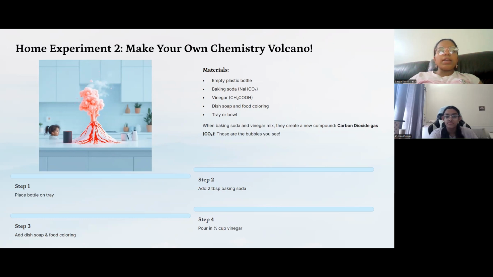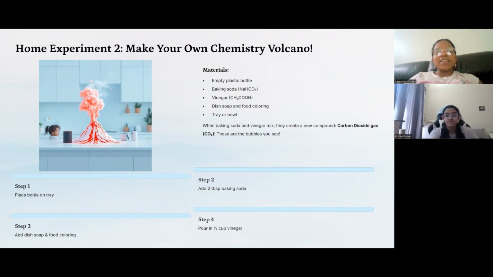So step one is place your bottle on a tray. Step two, add 2 tablespoons of baking soda. Step three, add dish soap and food coloring. And step four, pour in half a cup of vinegar and see how your own volcano works.